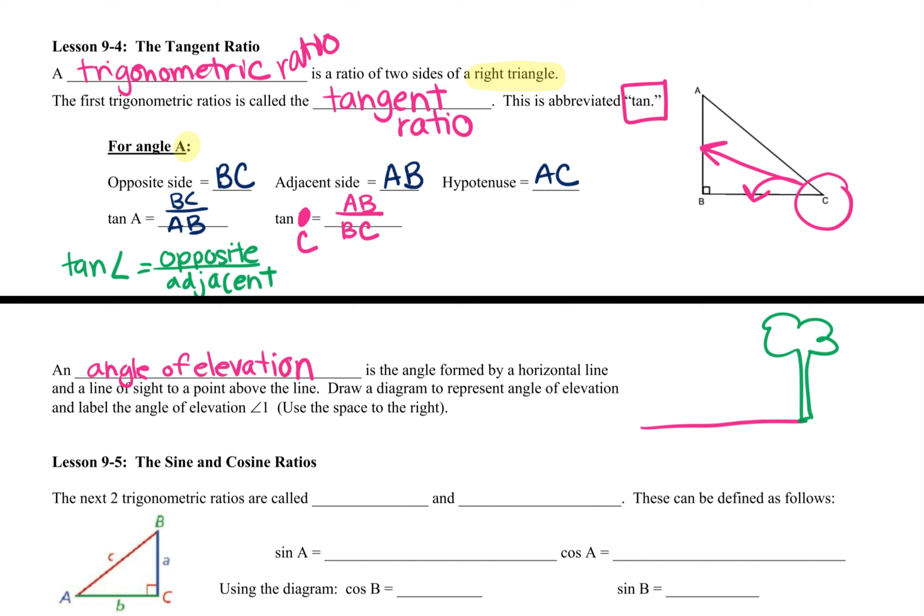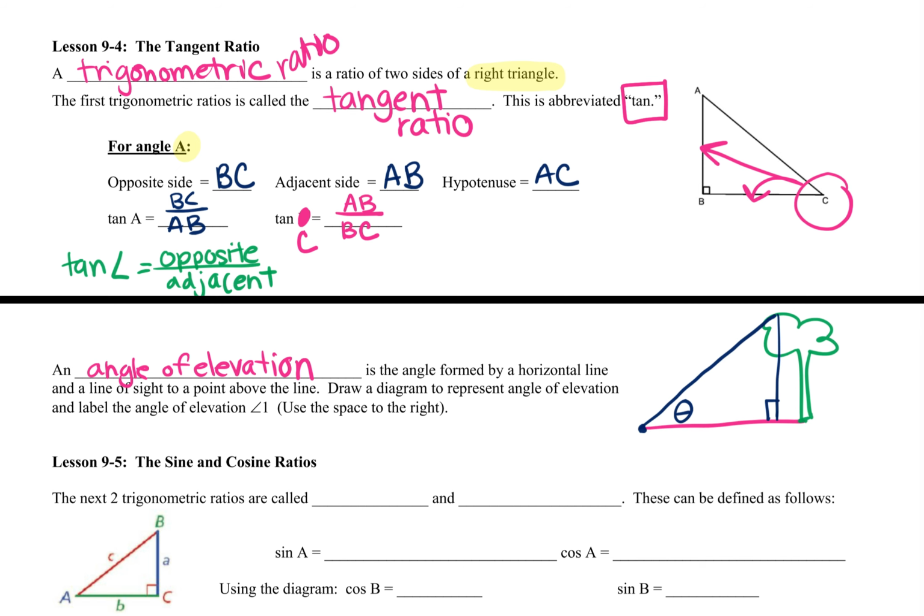So an angle of elevation would be like, let's say you're here on the ground and you're gonna look up to the top of the tree. This angle right here is my angle of elevation. That angle of elevation then can be used. We can make a right triangle with this, and then we could find other information about this triangle using trigonometry.